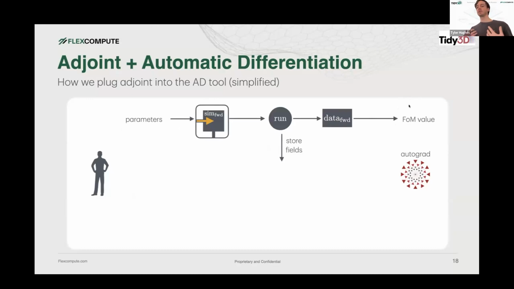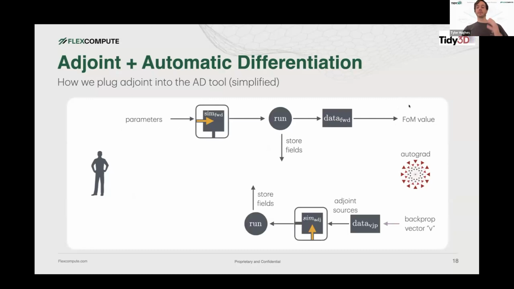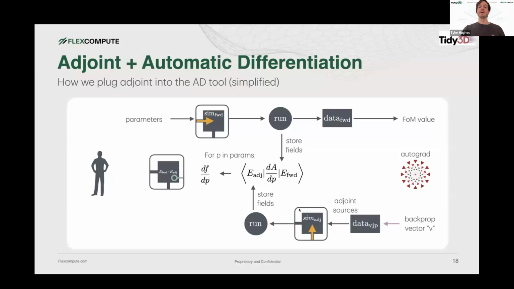But what we do is essentially store the fields in the design region that you want to optimize automatically. Then if you ask AutoGrad for the gradient of this function, it starts to do the backpropagation. Once it reaches the FDTD part, it constructs the adjoint simulation automatically. So it sets up all the sources, sets up the adjoint simulation, runs it behind the scenes, and stores the fields in the same area in the design region. Then we compute this inner product, we get the gradient, and we package it for AutoGrad. And then AutoGrad says, thanks a lot, and it continues with its gradient calculation.